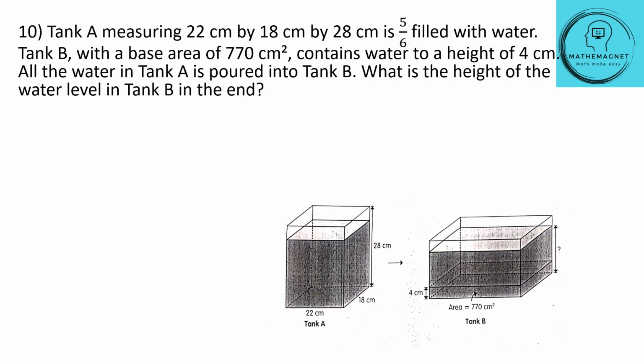So first in tank A we got the measurements of the tank, that is we have got the length, the breadth and the height, and they have told the water is 5 by 6 filled with water.